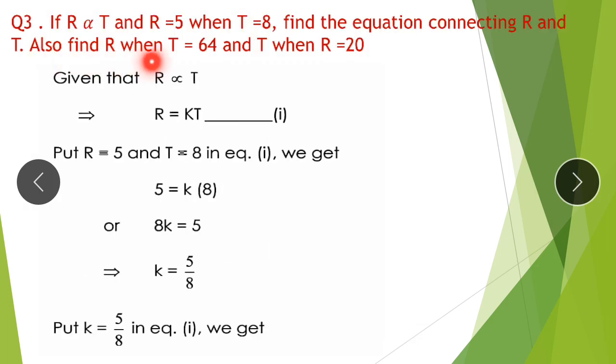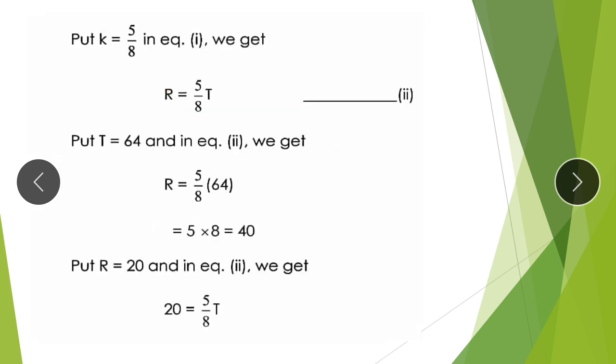Let's move towards the second part of the question, that is, also find r. Now we are supposed to find the value of r when t is given. Now see here, r is as it is, 5 upon 8 written as it is. Now the value of t is 64. 8 eights are 64 and 5 eights are 40. This is the value of r.